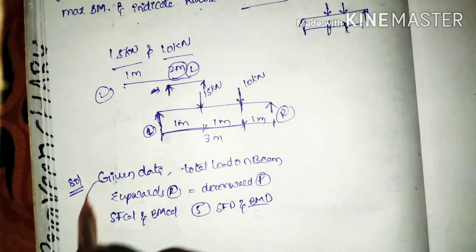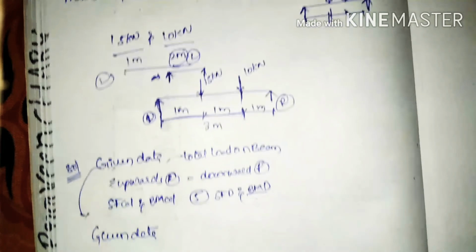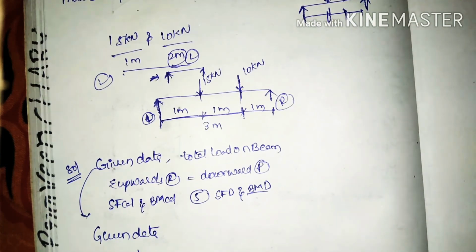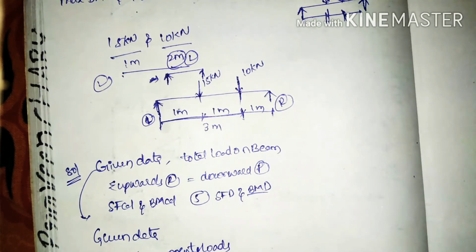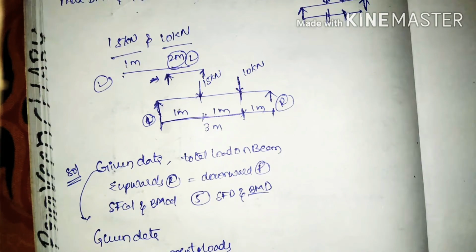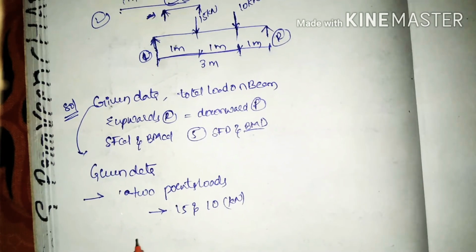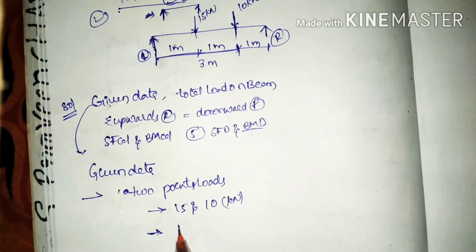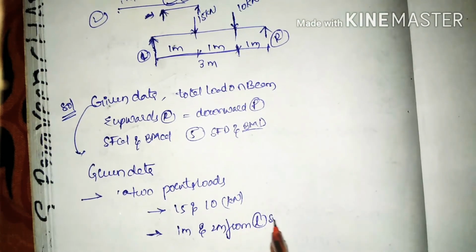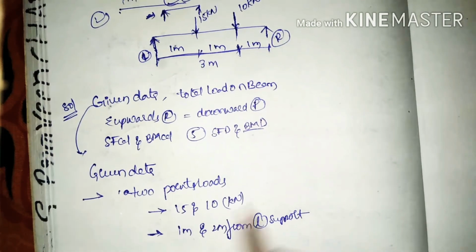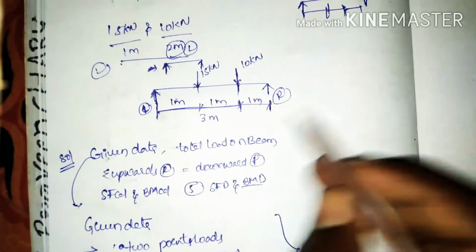For these we know that given data is two-point loads with the magnitude of 15 and 10. These are in the kilonewtons. And next, acting at 1 meter and 2 meters from the left support of the beam. This is our given data. We have already completed the diagram here itself.